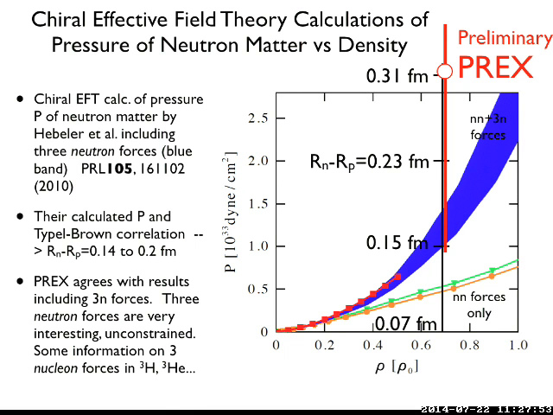And then we can plot the preliminary PREX result, assuming this Typel-Brown correlation, and it suggests a relatively big pressure for neutron matter, but the large error bar is certainly consistent with the Hebeler et al. calculations. Okay, so the experiment is probing the pressure of neutron matter at subnuclear density.